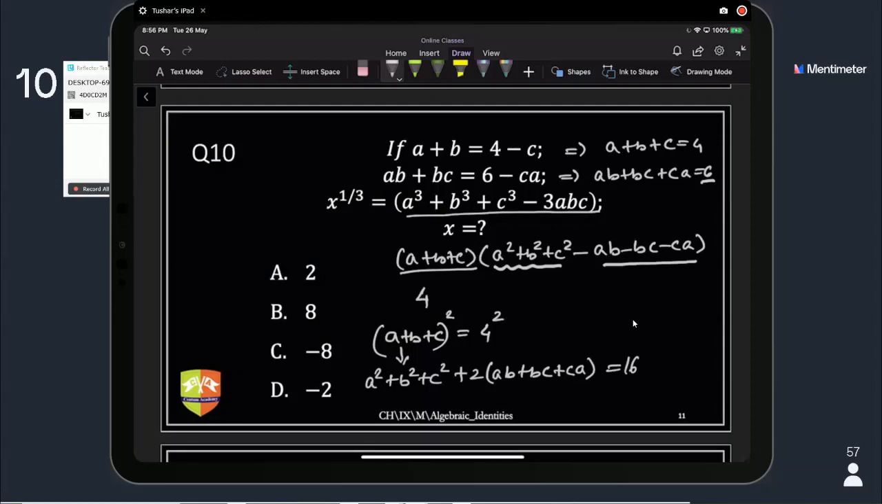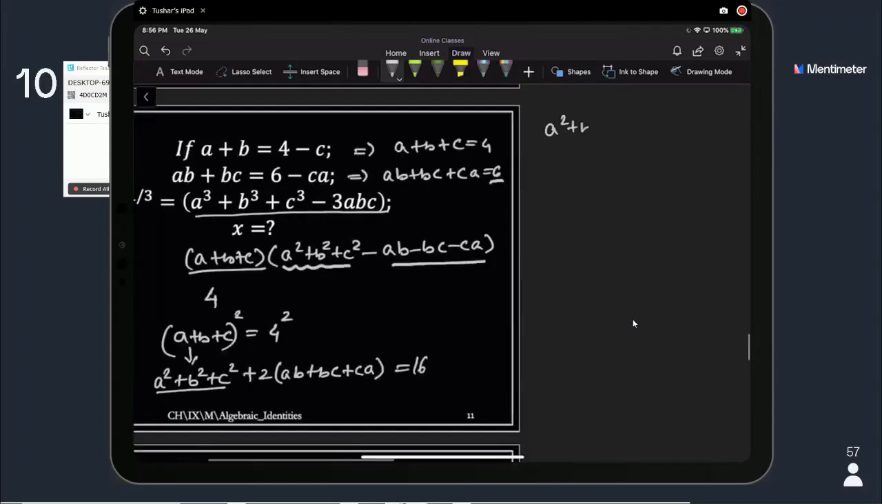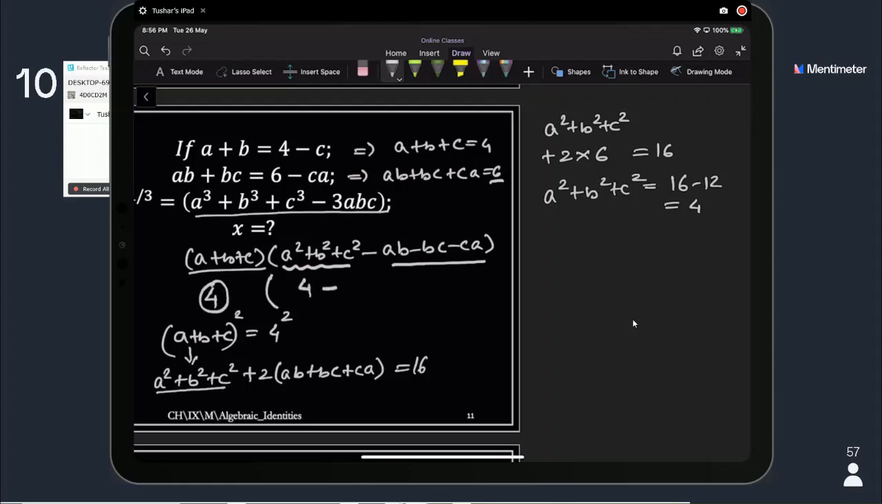Okay, so now a square plus b square plus c square will be how much? 16 minus twice ab plus bc plus ca. I am writing here: a square plus b square plus c square plus 2 times (ab plus bc plus ca), which is 6, is 16. So a square plus b square plus c square is 16 minus 12, which is 4. Within the bracket, this is 4, and this is minus 6. So hence it is 4 into minus 2, which is minus 8.